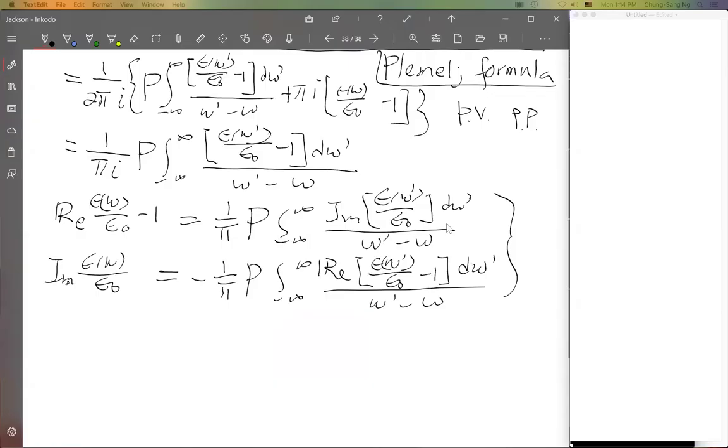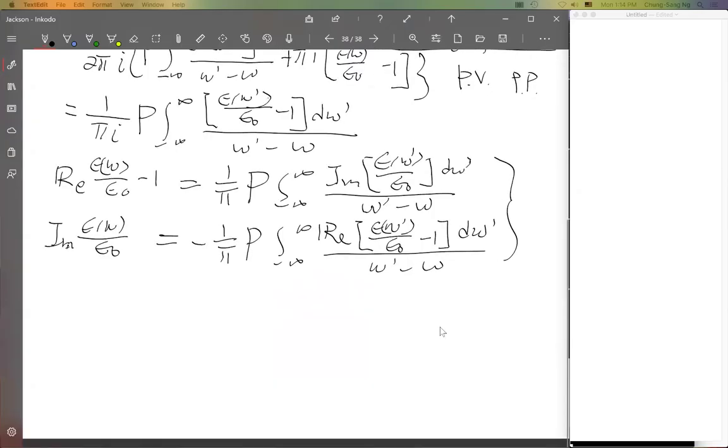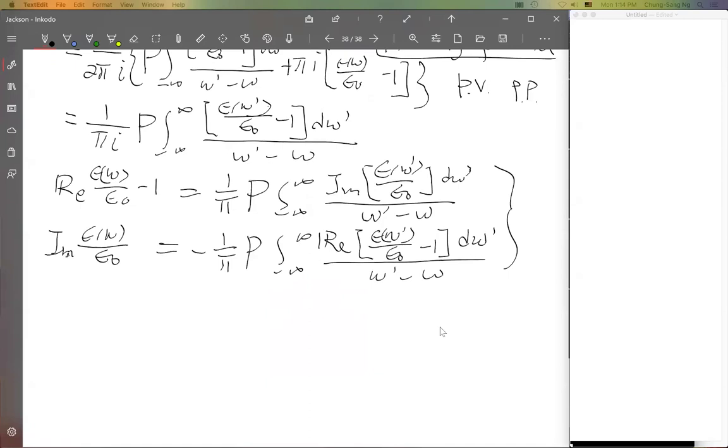Okay, so these two relations are related to each other, but you need both of them because they are the two parts, the real part and the imaginary part, of the same equation. Okay, so that's one of the highly non-trivial results, because before you go through the derivation and get these two equations, you won't get that.